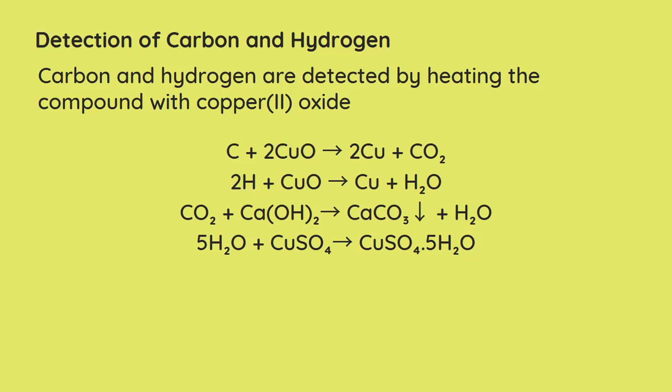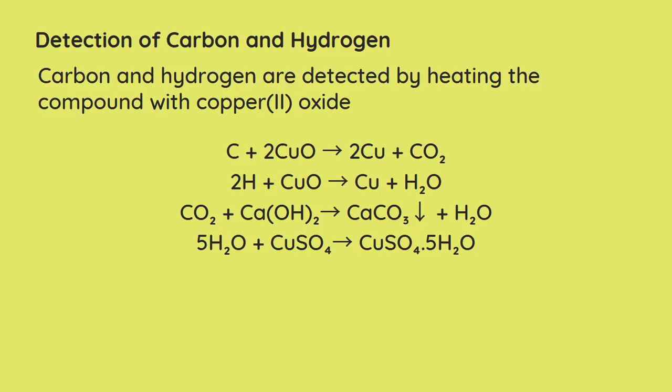So when copper oxide is heated along with the compound, the carbon leads to the formation of carbon dioxide. And this carbon dioxide reacts with calcium hydroxide, which is lime water, and it turns lime water milky by the formation of calcium carbonate.